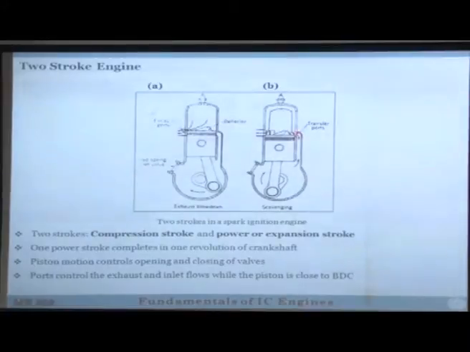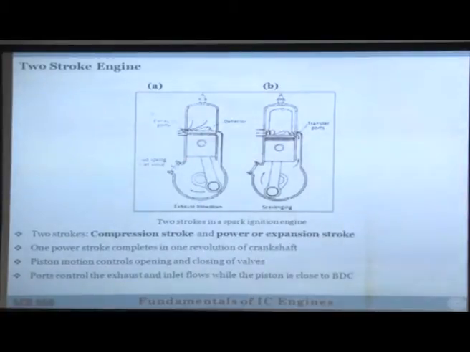When it starts moving up, it covers this port, and this also covers this one. So now this whole thing is filled with only the fresh charge. You are compressing. When you reach close to the top dead center, you apply the spark, combustion takes place, and then your piston is pushed down. When you are going up, what is happening? Here the pressure will reduce, so a vacuum will be created, and this valve will open. So when the piston is going up, you are actually taking in fuel-air mixture, and that fuel-air mixture will be used in the next cycle.